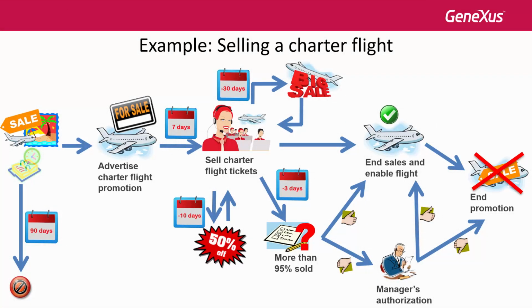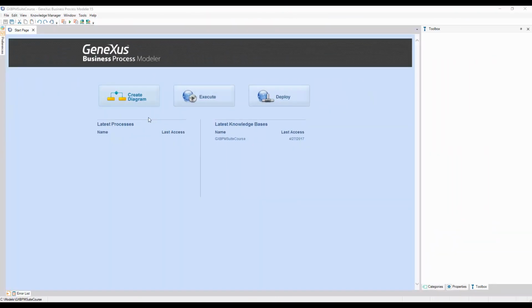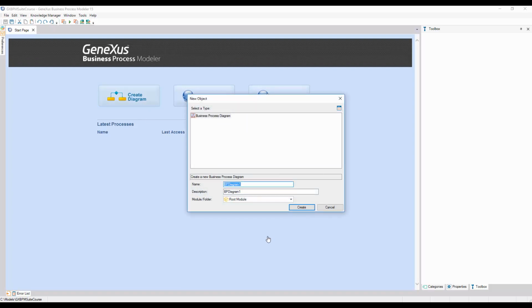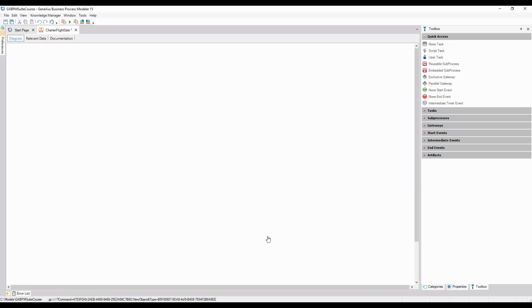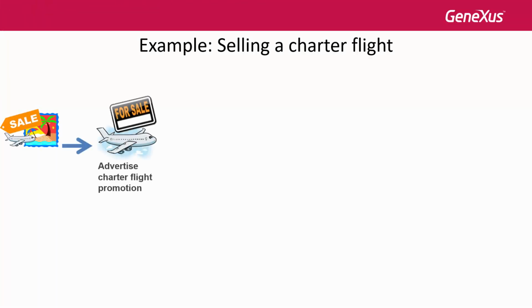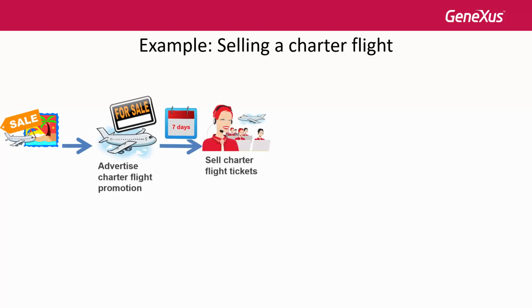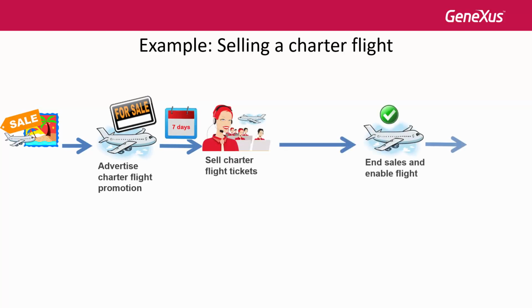Let's see how we can model each of these time-related situations. First, we run the GeneXus Business Process Modeler and create a business process diagram object called Charter Flight Sale. We will focus on modeling the most common flow, that is to say, the flow that takes place if there are no inconveniences. In this case, it involves publishing the charter flight promotion, selling all the tickets, enabling the flight, removing the promotion, and ending the process.